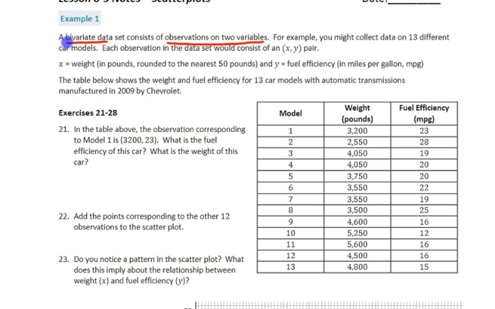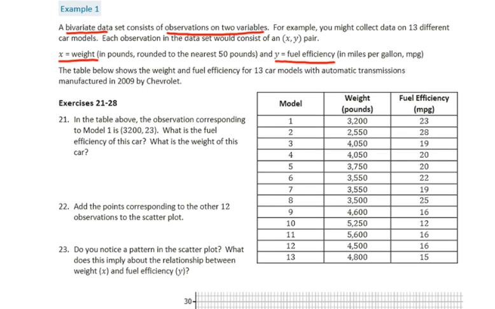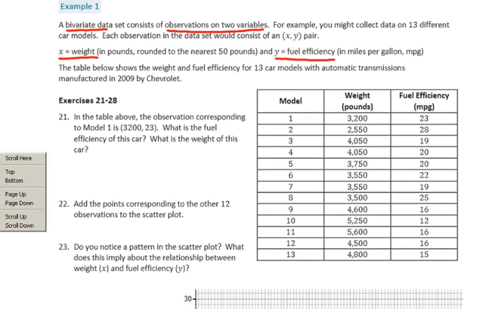For example, you might collect data on 13 different car models. Each observation would consist of an X and Y pair. So we're going to say X is how heavy the car weighs, and Y is how efficient it is in fuel. The table below shows this. Here's the model of the cars. They are cars manufactured by Chevy in 2009.